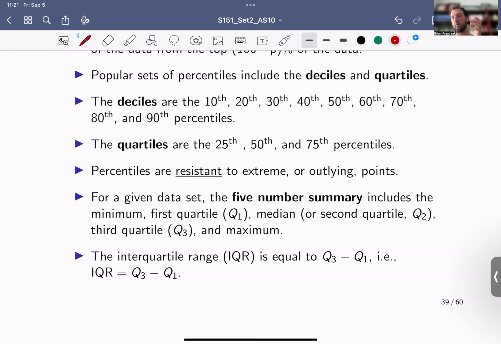Specifically, we use the 0 percentile, the 25th, the 50th, the 75th percentile, and then the 100th percentile, essentially. And this is our 5-number summary.